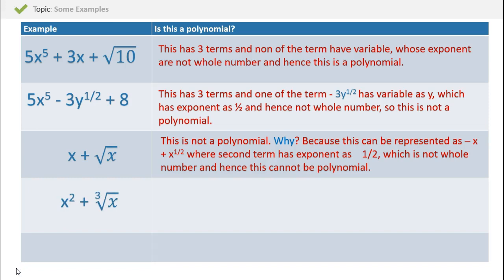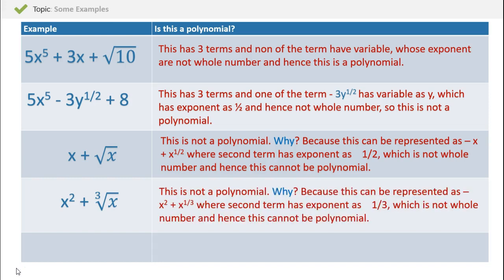We have another example, x squared plus cube root of x. Is this a polynomial? This is not a polynomial. Why? Because this can be represented as x squared plus x to the power 1 by 3, where the second term has exponent 1 by 3, which is not a whole number, and hence this cannot be a polynomial. How about x plus nth root of x? Is this a polynomial? No, because it can also be represented as x plus x to the power 1 by n, where 1 by n is not a whole number.